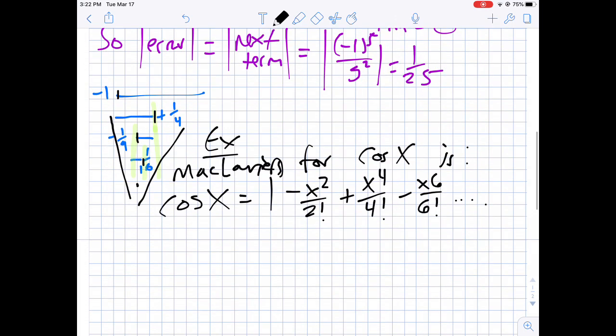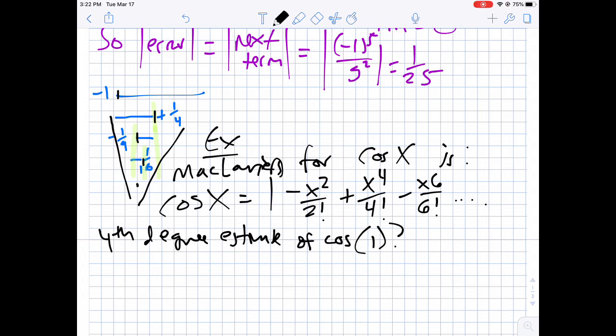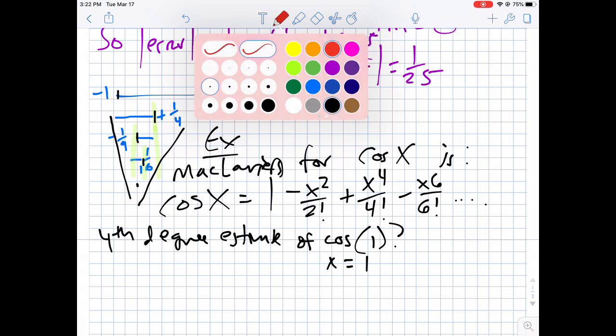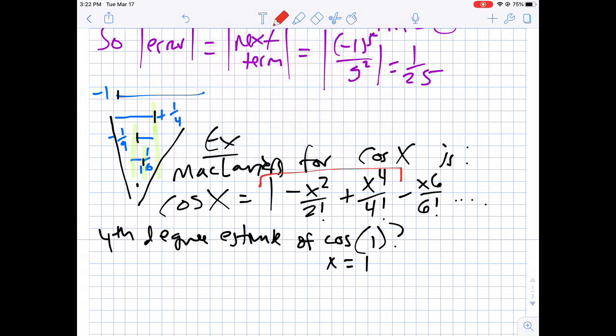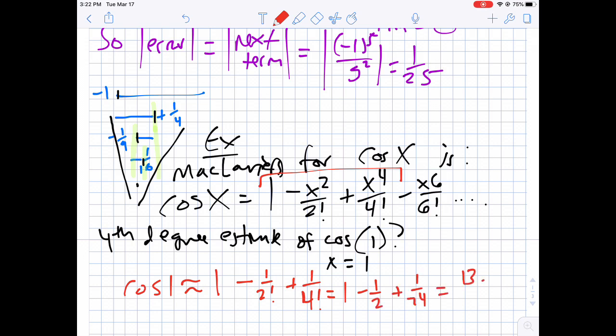Okay, so if I ask you for a 4th degree estimate of cosine of 1, that's saying x equals 1. So if I just looked at the terms up to x to the 4th degree, of course, meaning x to the 4th power, that would be cosine of 1 is approximately 1 minus 1 over 2 factorial plus 1 over 4 factorial. So that's like 1 minus a half plus 1/24. So that would be 13/24.